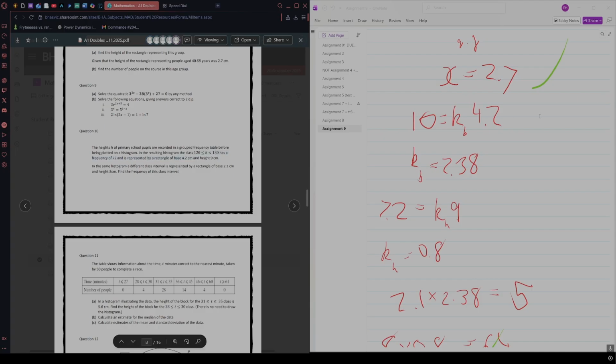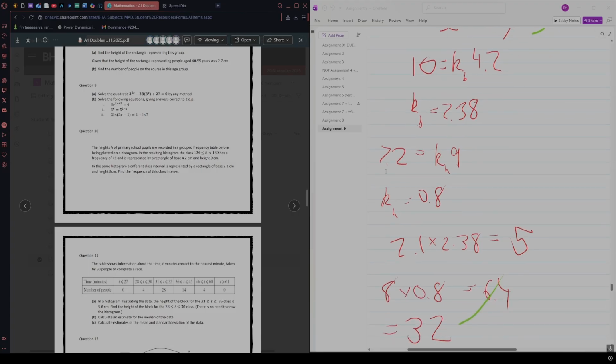So I've just said there's a scalar, 10 times k_b, so just the scalar of the base, equals 4.2. So I found that scalar, and then I found a scalar for the height as well. 7.2 is a frequency density because it's frequency over class width. So 72 over 10. 7.2 equals k times 9.